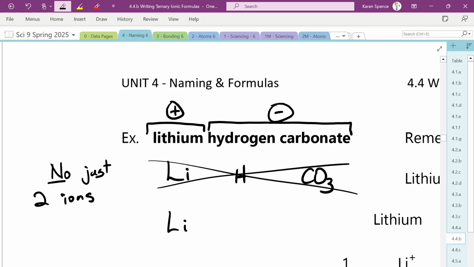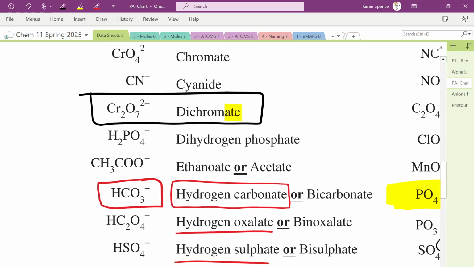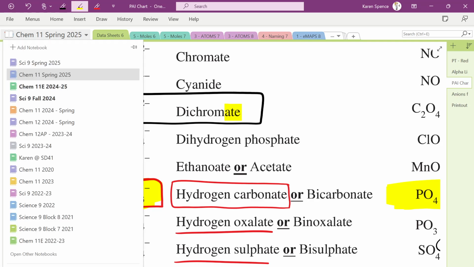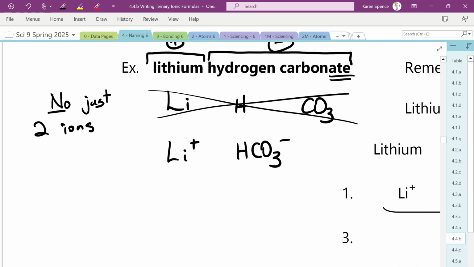So then you go on your green sheet because it ends in 8. And you say, on my green sheet, hydrogen carbonate is HCO3 minus. So Li is plus, we have HCO3 minus. Do those charges balance? Yes, they do. Li, HCO3.